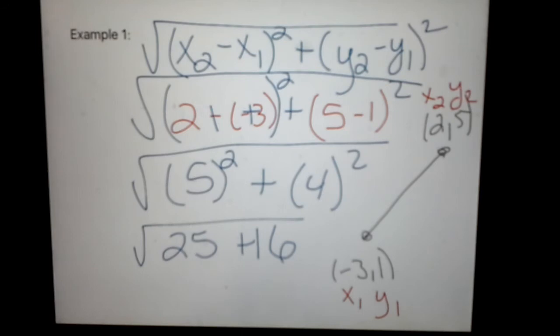We have our square root symbol. 25 plus 16 is 41. The distance of this line segment is the square root of 41. The square root of 41 cannot be simplified to a simpler radical. You could make it a decimal depending on what the problem asks you to do.